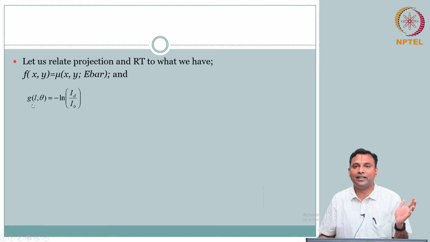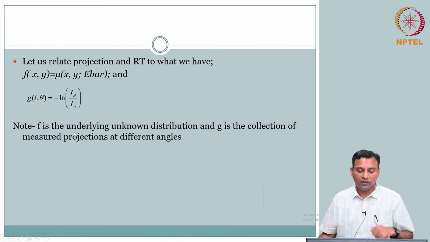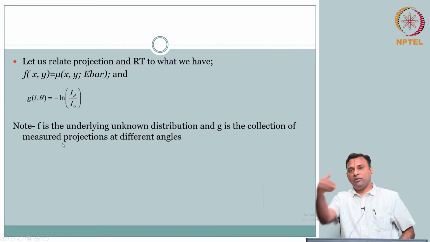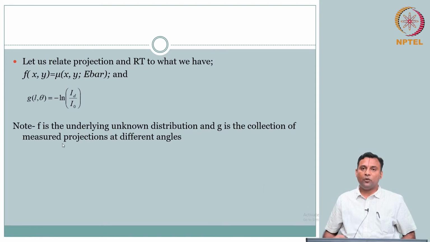G of L comma theta, the projection, is this measurement, right. So f is the underlying unknown distribution. In our case it is going to be mu. G is the collection of projections from different angles. So now you see the big picture. Our objective is, how do I get mu from G, correct.